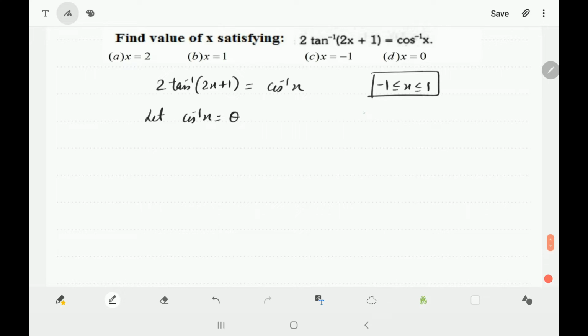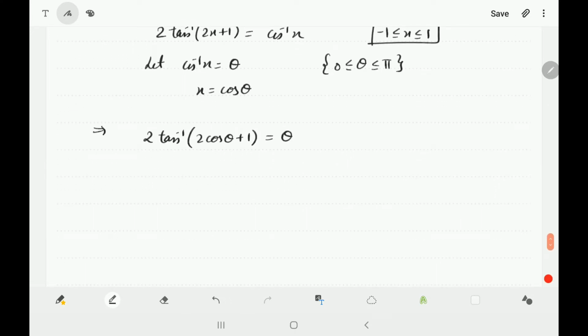Okay, so obviously if I am considering cos inverse x as theta, then theta will lie from 0 to pi because it is the principal value branch of cos inverse x. Now if we take theta from 0 to pi, x will become cos theta. So now our equation will become 2 tan inverse of (2 cos theta plus 1) is equal to theta. Now I can take 2 to the right hand side and take tan after that. So 2 cos theta plus 1 will give us tan of theta by 2.